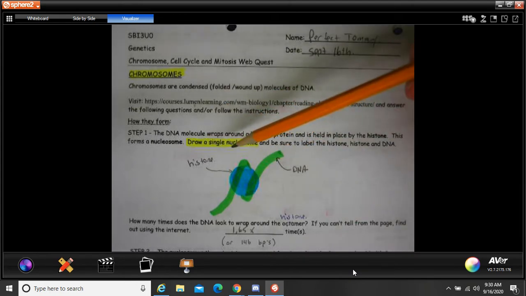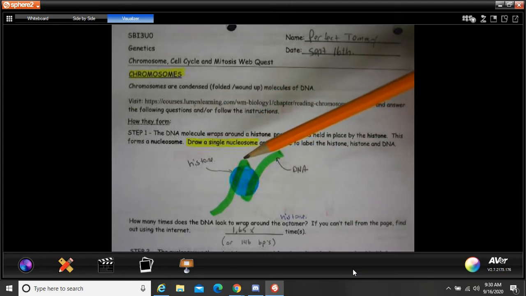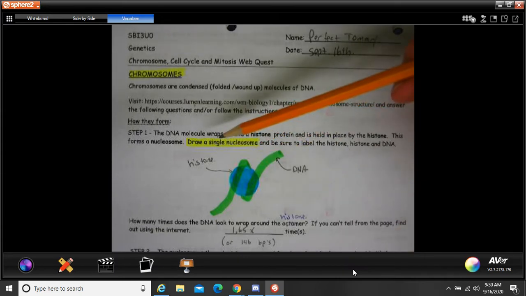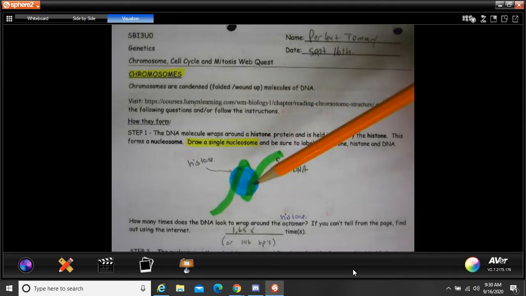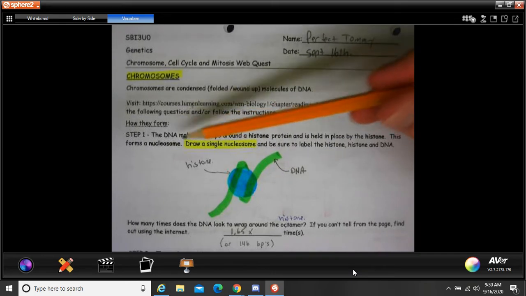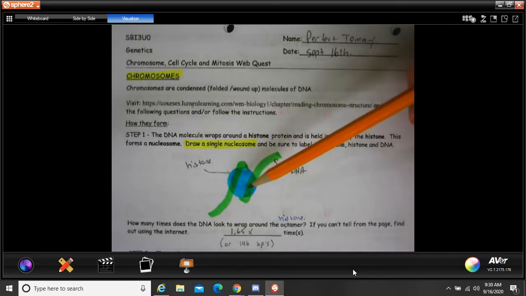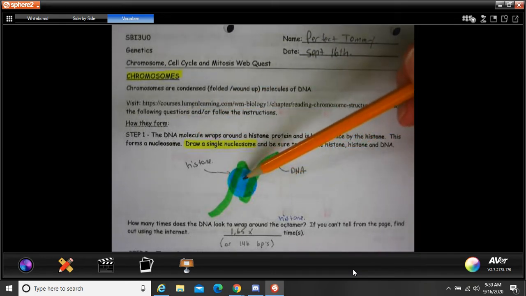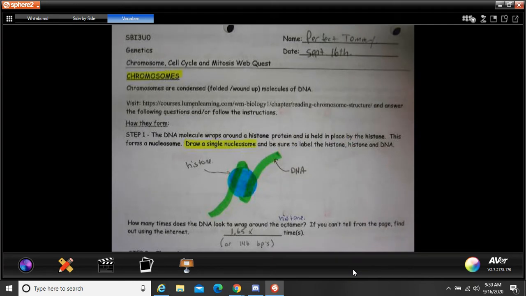So this is simply asking you to draw and then label what a nucleosome is. Chromatin is DNA wrapped around histones, and each wrap around a histone we call a nucleosome. So this is depicting a single nucleosome where you have the histone protein, and then a certain amount of the DNA wrapping around it. And that's what makes chromatin. It has all these nucleosomes along it, and that's it. It doesn't go beyond that in structure.